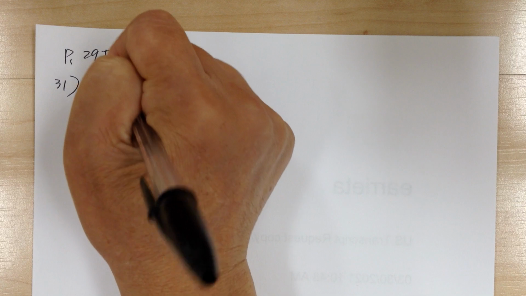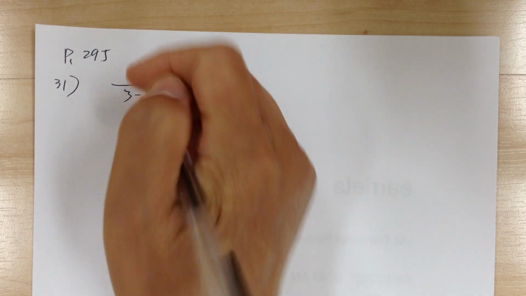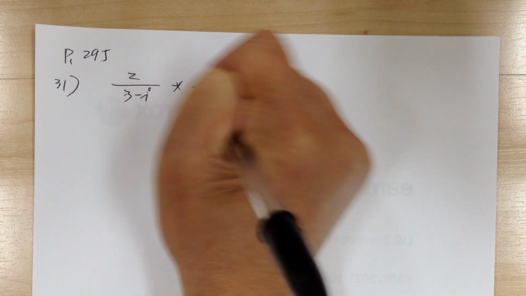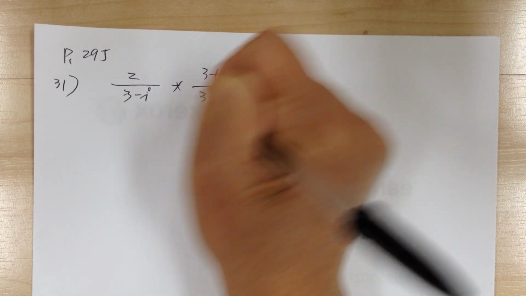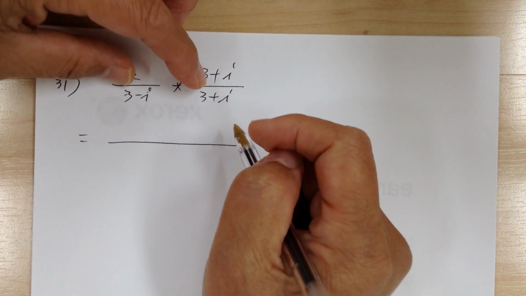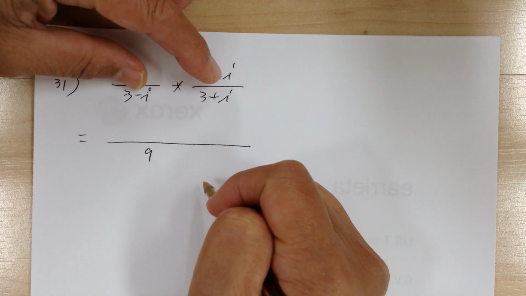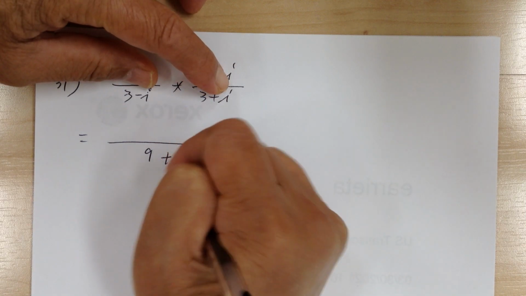Okay, number 31, you have 2 over 3 minus i. Again, to get rid of the i, you have to multiply by the conjugate. Whatever you multiply on the bottom, you have to multiply on the top. So let's do the bottom. 3 times 3 is 9. Negative times positive is negative. i times i is -1, so this becomes plus 1.